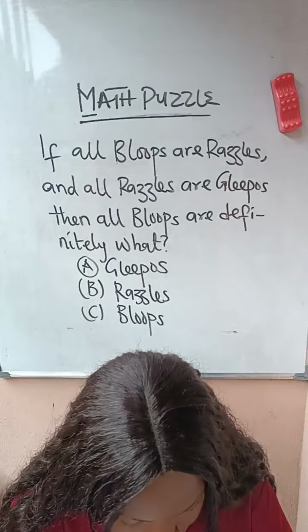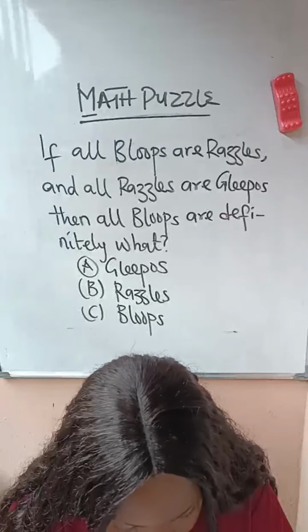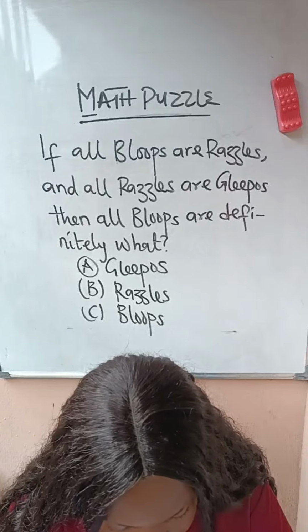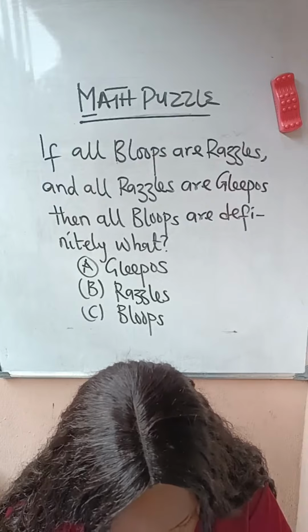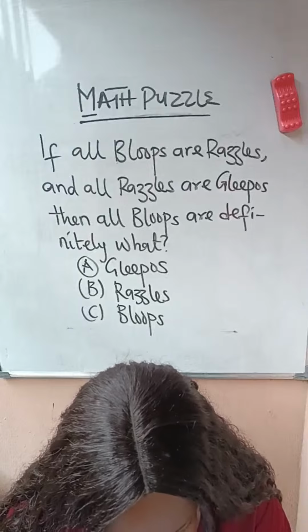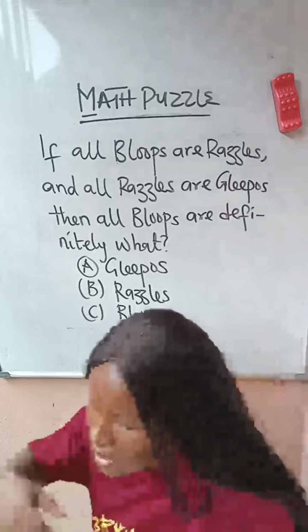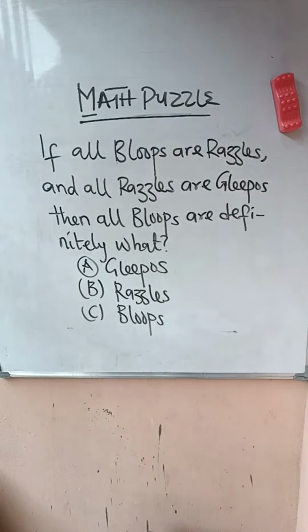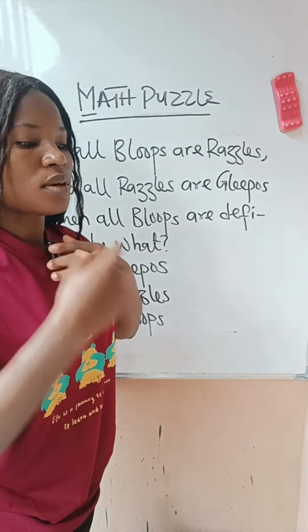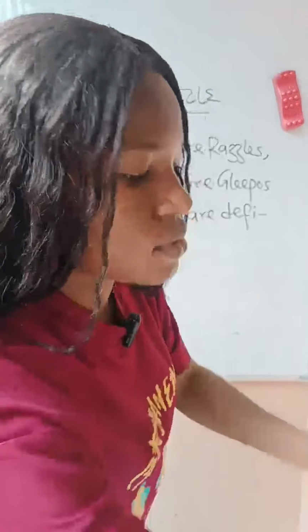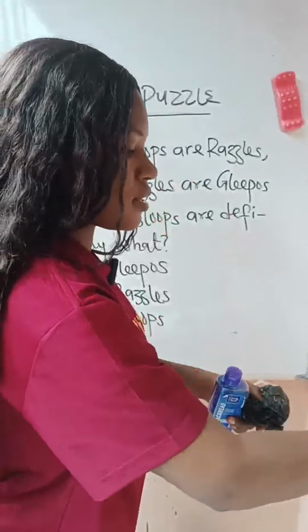Abby says glyphos, that is option A. If all blues are razors and all razors are glyphos, then all the blues are definitely what? Let's go, friends. What do you think the answer should be? All right, I think it's time to say what it is, or what I think it is.